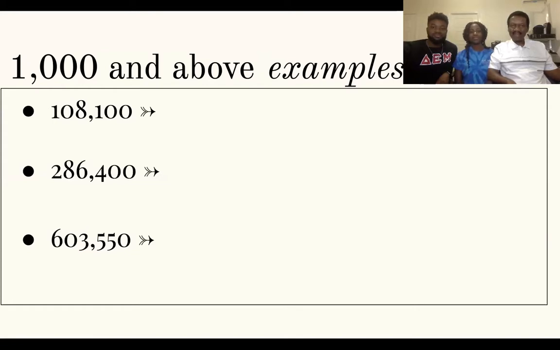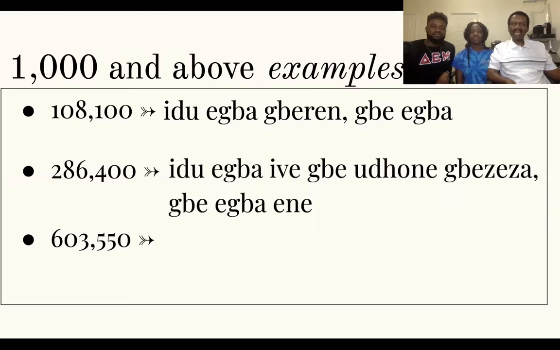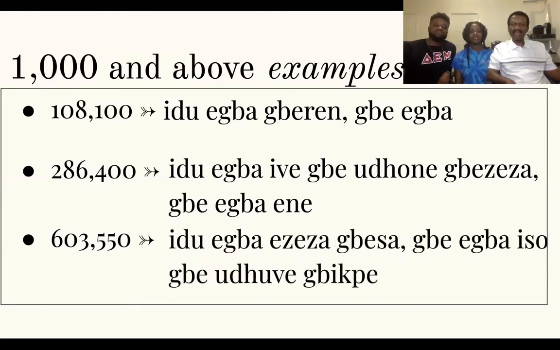Okay, I hope you paused it and you've taken your best guess. Now, here are the answers. 108,100, and in Isoko it translates to Idu, Egba, Berin, Be, Egba. 286,400, in Isoko it translates to Idu, Egba, Ive, Be, Idonik, Bezeza, Be, Egba, Ene. Then 603,550, in Isoko it translates to Idu, Egba, Ezeza, Besa, Be, Egba, Isu, Be, Idu, Be.